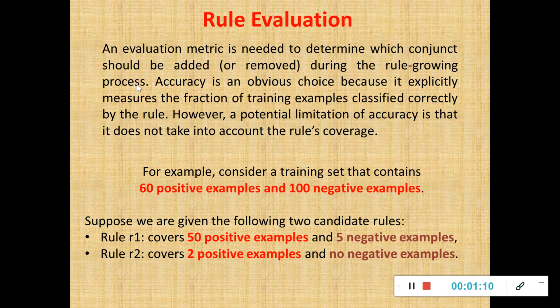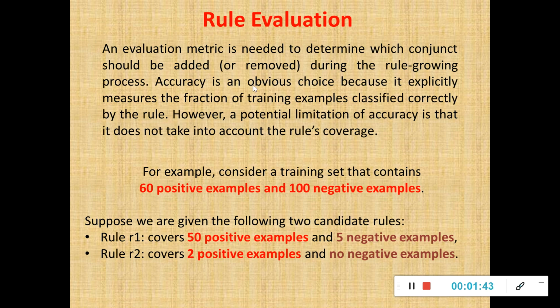In the case of rule-based ordering, we'll start ranking our rules based on accuracy and coverage. By that, we decide which conjuncts, the conditions, are to be added or deleted. We saw in rule simplification that we removed one of the conjuncts. That will help us with rule evaluation, because accuracy is an obvious choice: it explicitly measures the fraction of training examples classified correctly by the rule. We saw both the antecedent and consequent, as well as only the antecedent with respect to coverage.